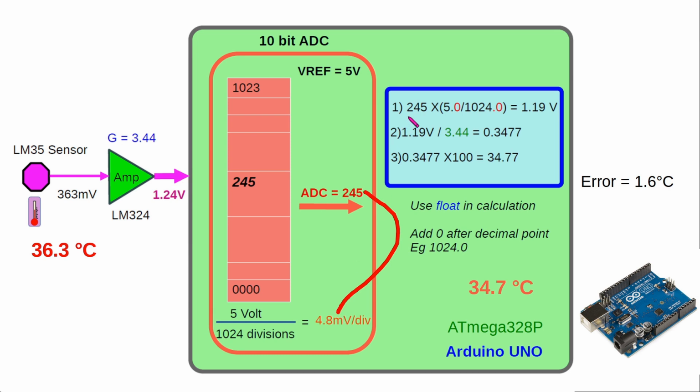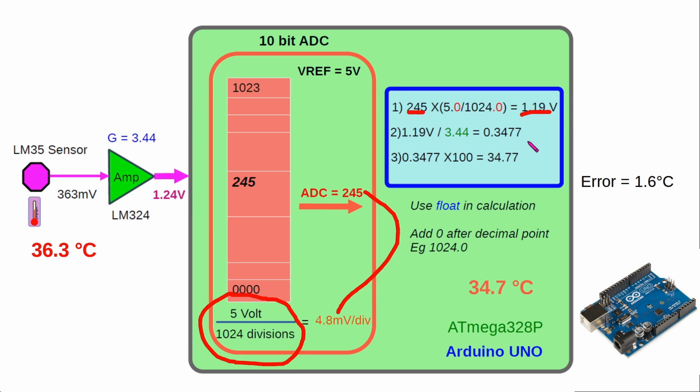Now here we are doing the same thing. Here we are multiplying the ADC value, that is 245, with 5 divided by 1024, this particular value to get 4.8 millivolt. So here we are using 5.0 and 1024.0 because we are using float. If you use just 5 and 1024, it won't work. There will be errors because the system will have issues converting between int and float. So I recommend you use 5.0 and 1024.0. So we'll get the value equal to 1.19 volt.